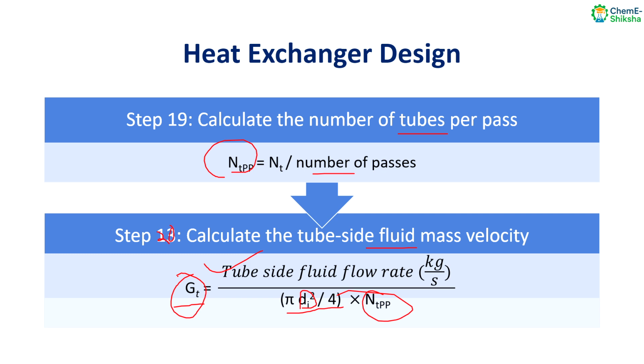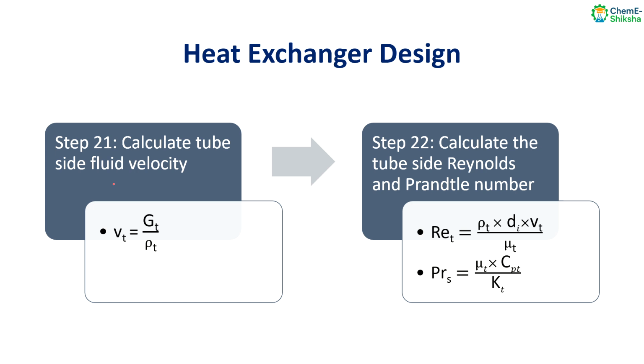If we divide this mass velocity of the tube side fluid by rho, the density of the tube side fluid, we will get Vt, the tube side fluid velocity. So Vt equals Gt by rho t. Now we will calculate the Reynolds number and Prandtl number for the tube side. So Ret equals rho t into di into Vt by mu t, and Prt equals mu t into Cpt by Kt.